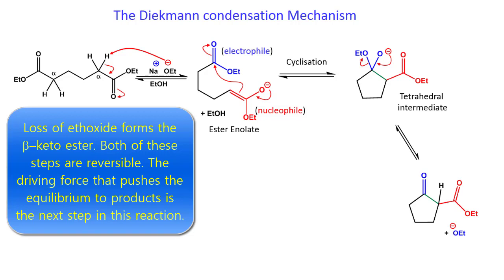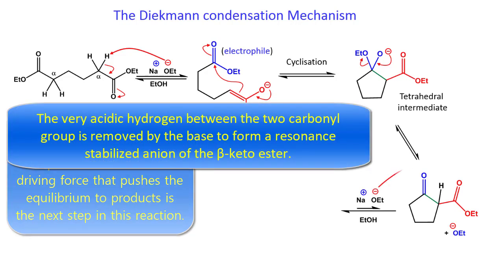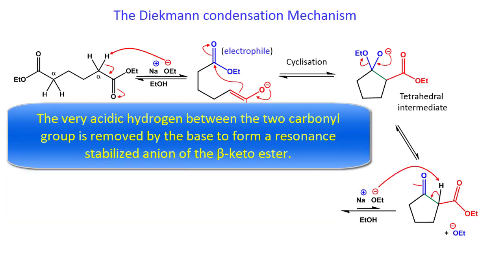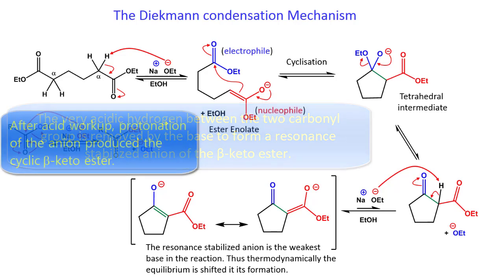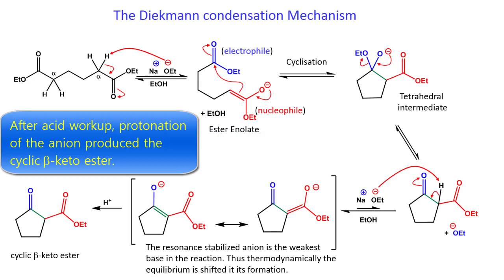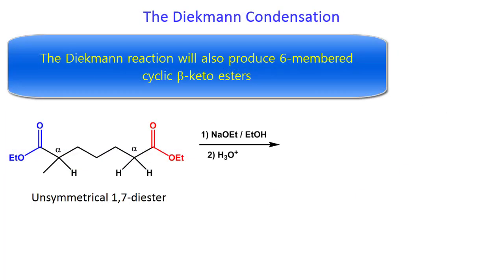The driving force that pushes the equilibrium to the products is the next step in this reaction. The very acidic hydrogen between the 2 carbonyl groups is removed to form a resonance-stabilized anion of the beta-keto ester. The resonance-stabilized anion is the weakest base in this reaction. Thus, thermodynamically, the equilibrium is shifted to its formation. After acidic workup, protonation of the anion produces the cyclic beta-keto ester. The Dieckmann reaction will also produce 6-membered cyclic beta-keto esters.